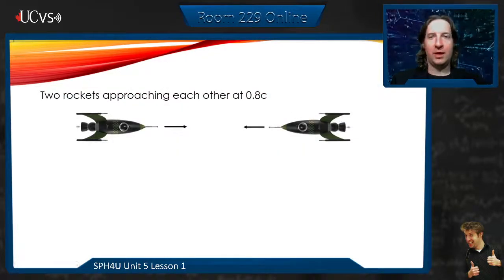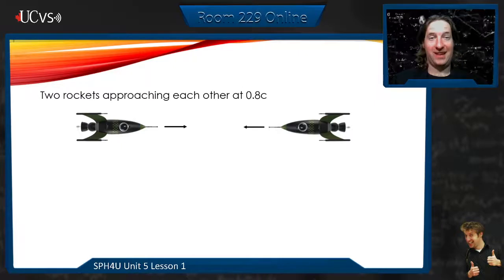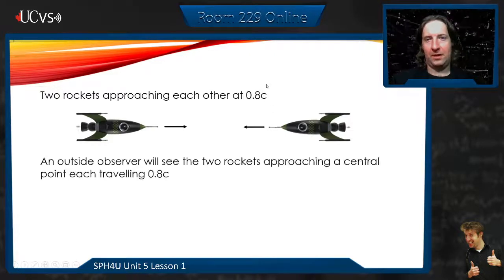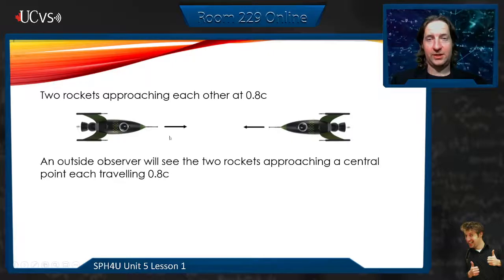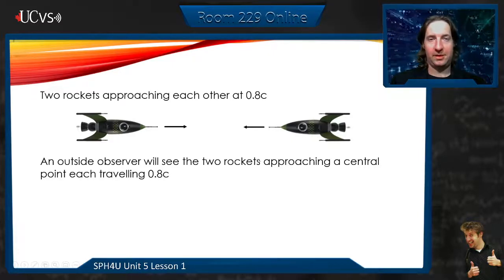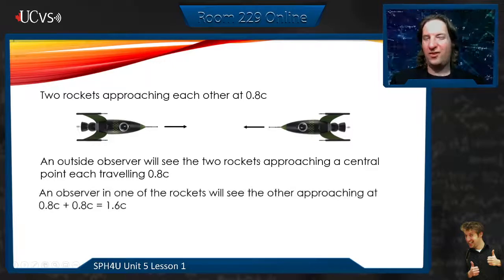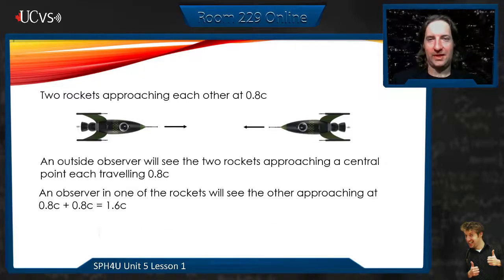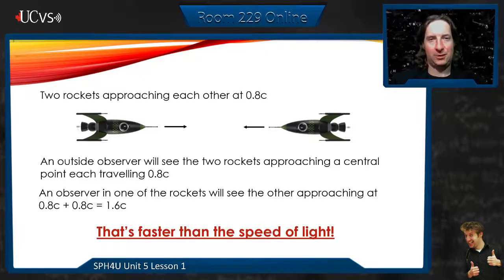But let's say I have two rockets that are approaching each other at 80% of the speed of light. That's what this is saying here. 0.8 c. C is the speed of light. An outside observer, so me standing here, will see two rockets coming towards some central point at 80% of the speed of light. But if you're in the rocket, you're going to see a rocket coming towards you at 1.6 times the speed of light. And we can't do that. We said that the speed of light is constant.